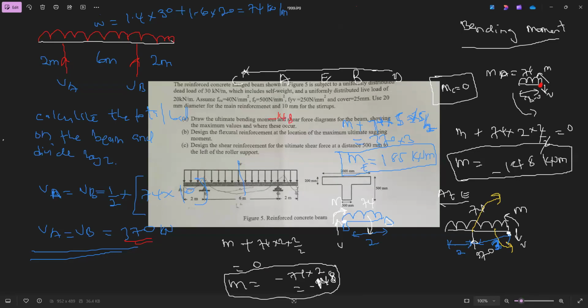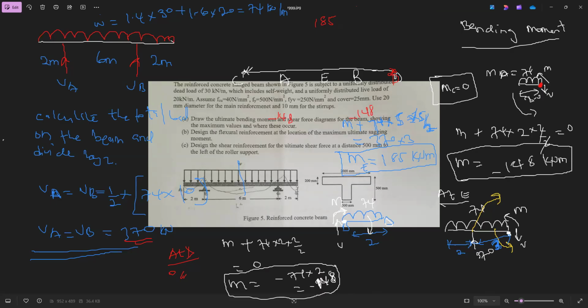At E, it was 185. At B was minus 148. And at D, 0. I didn't calculate for D. At D, when you cut and you take it to your right, it is going to be 0. So this is what we have.